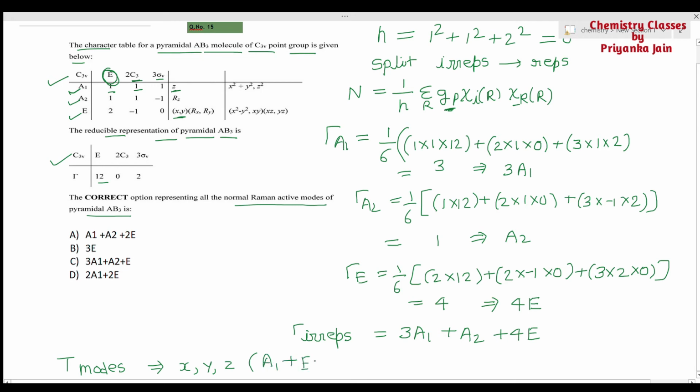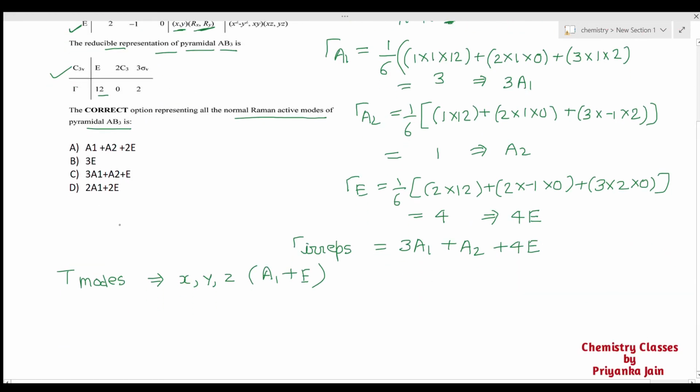Okay, similarly for the rotational modes, we have to see wherever we have given Rx, Ry and Rz. So this is Rz and this is Rx and Ry. These are given in the case of A2 and E. Okay, so we have to just put these values. So what are we getting? We are getting our rotational modes. So rotational modes will be equal to A2 plus E, wherever Rx, Ry and Rz are present.